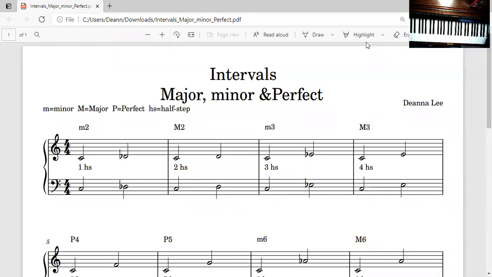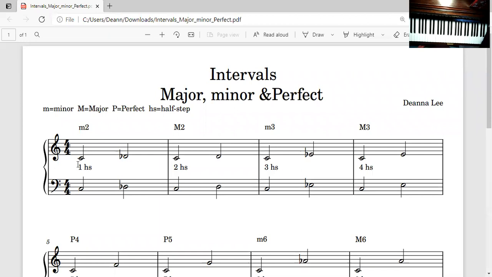Hello, today we're going to talk about intervals a little bit more in depth. Intervals can be numbered, second, third, fourth, fifth, but they can also have a quality. Intervals can also be major or minor or perfect. They can also be augmented or diminished, but we're not going to talk about that today. We're just going to talk about major, minor, and perfect. So let's start with seconds.